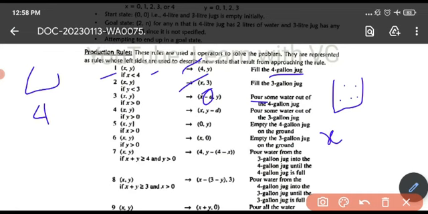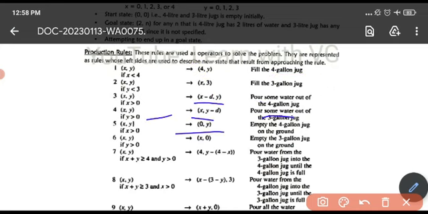If x is greater than 0, then empty the 4 liter jug, that means we pour the water onto the ground. If y is greater than 0, then we empty the 3 liter jug, so that will be (x, 0). Up to here we had very basic rules.